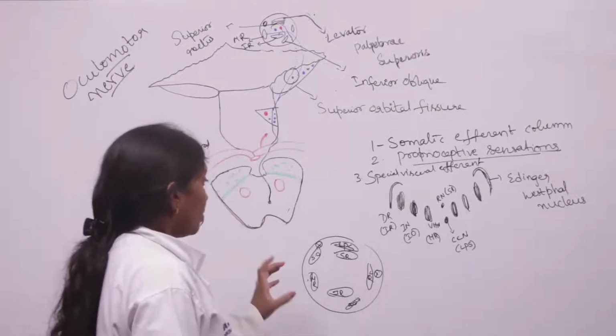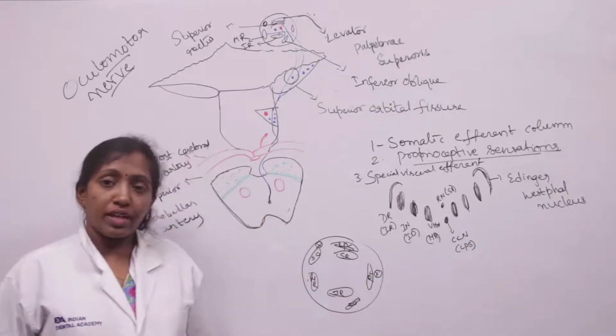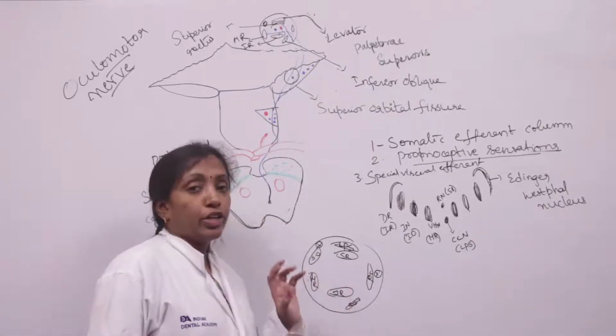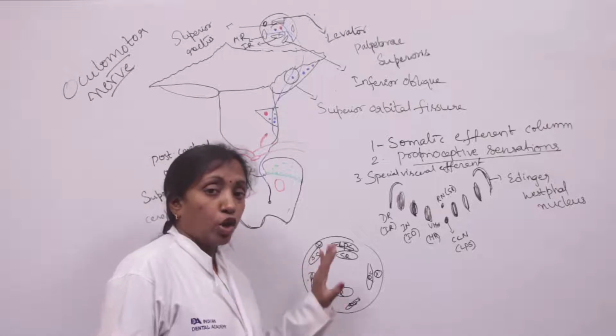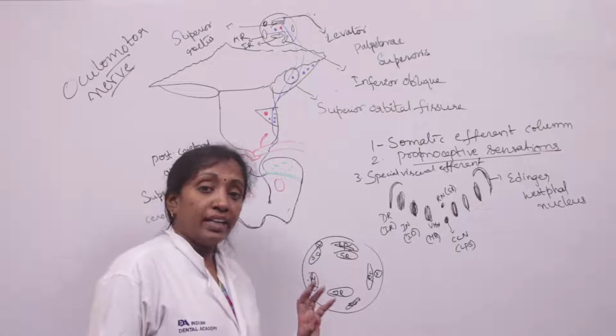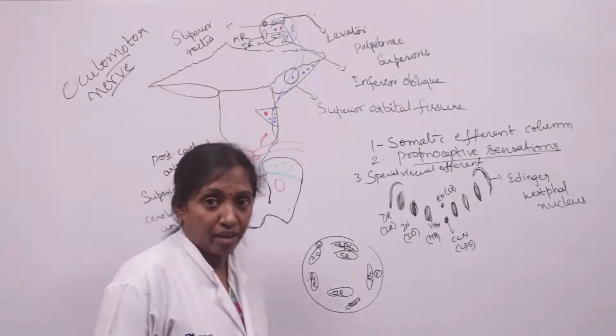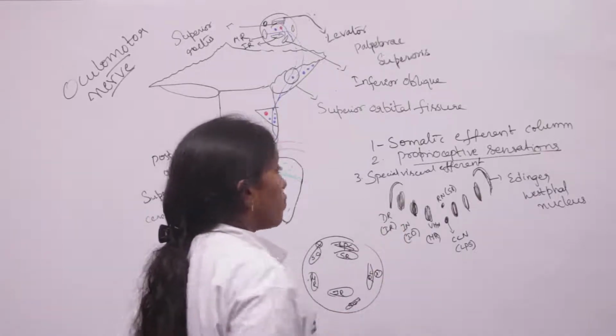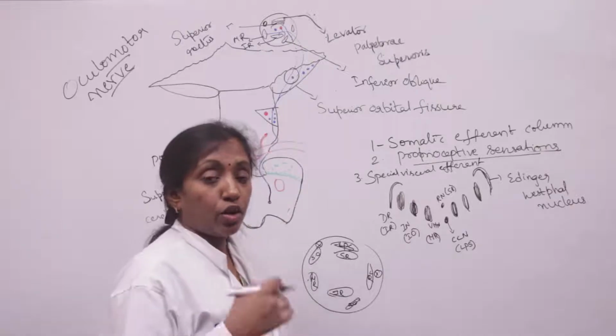Coming to the nuclear origin, the deep origin, the oculomotor nuclear complex. The oculomotor nuclear complex is in line with the 4th, 6th and 8th cranial nerves and also the ventral roots of spinal nerves. What are the nuclear components? What are the nuclear origins?